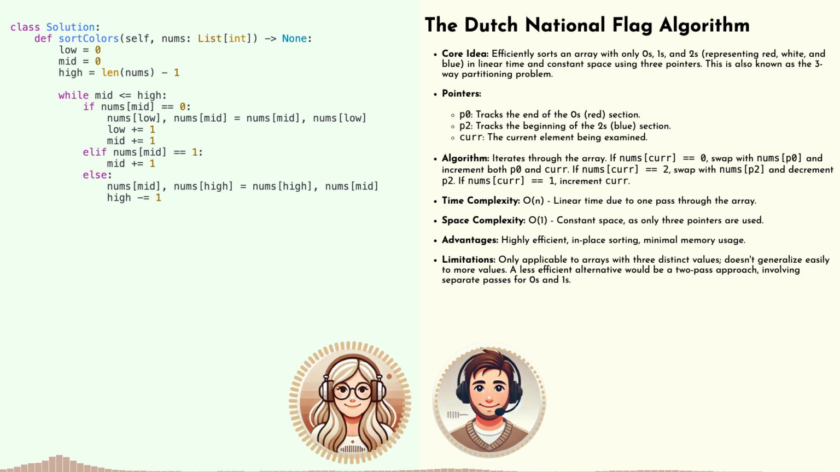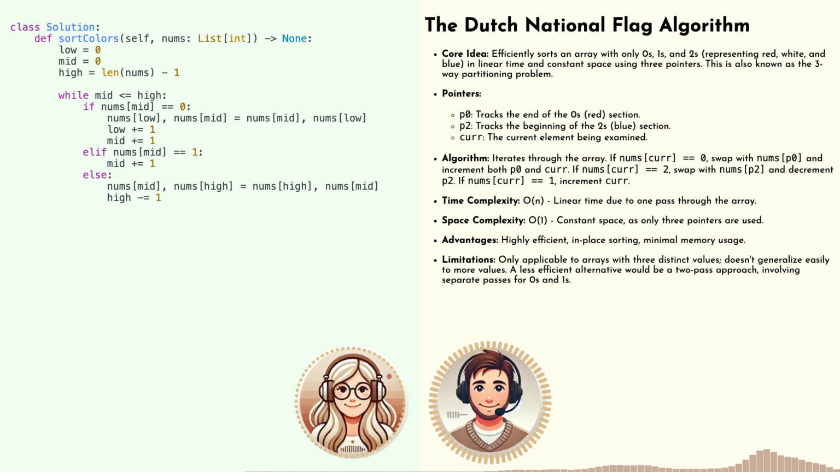So let's say mid finds a 0, our red. What do we do then? Well, I guess we need to move it to the red section. Exactly. We swap the element at mid with the element at the low pointer. Okay, so that extends our red section at the beginning. Makes sense. Then we move both low and mid one step forward. Right. Now, what if mid encounters a 1, or white? Well, the white section's in the middle. Yeah, so if it finds a 1, it's already where it needs to be. Exactly. No need to swap. In that case, we just move mid forward.